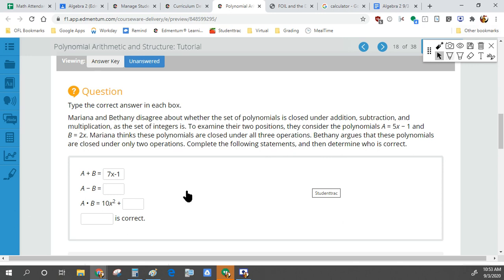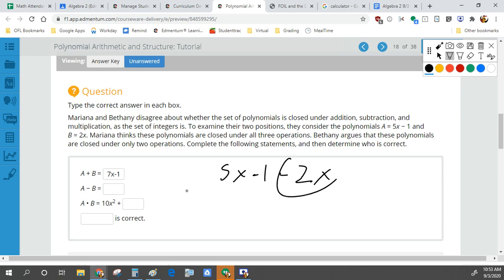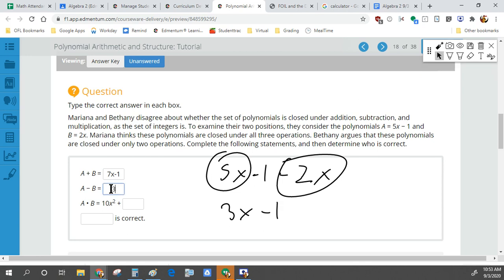Let's do subtraction. So if we subtract, we get 5x minus 1 minus 2x. So if we subtract, we get 3x minus 1. This is still a polynomial. It didn't become like not a polynomial.